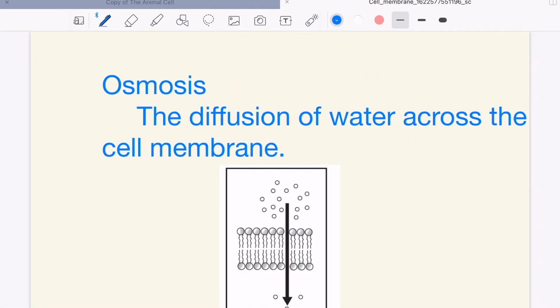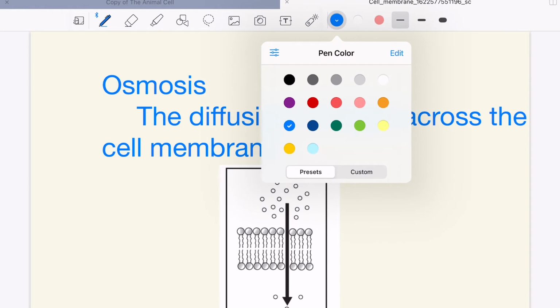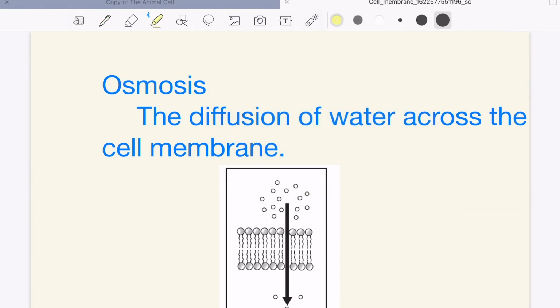Another type of transport that we're going to bump into when we do the lab section series videos is osmosis. Osmosis is the diffusion of water across the cell membrane. So it's the exact same thing that I spoke about in terms of diffusion, high concentration to low concentration, but this is specifically talking about water. So the diffusion of water across the cell membrane.